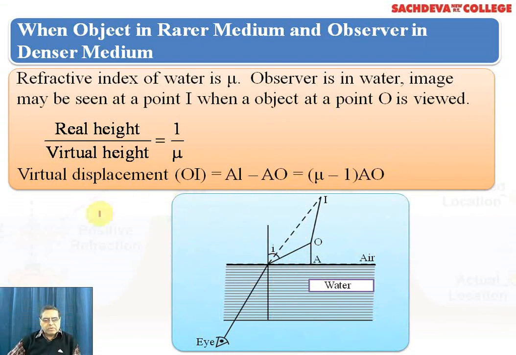Next, we can look at the figure, where I is in the denser medium, and we are watching from denser to rarer medium. So I will appear at another position I. O is the object, and there are two mediums indicated, the water and the air medium. So refractive index is mu, observer is in water, image may be seen at point I when object at point O is viewed. So real height over virtual height is equal to 1 over mu, and virtual displacement will be mu minus 1 into AO.